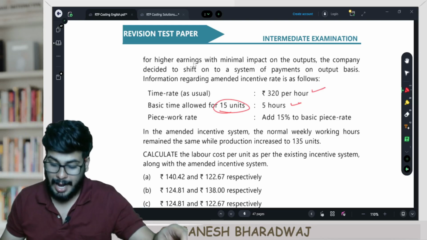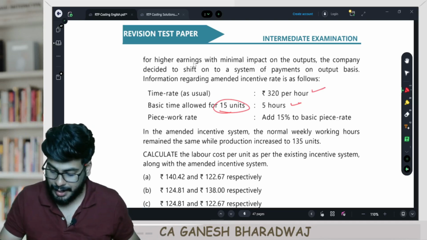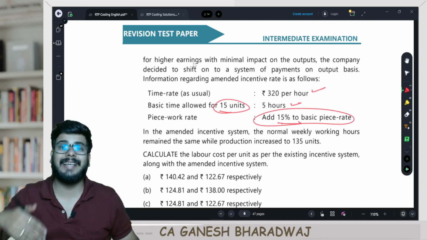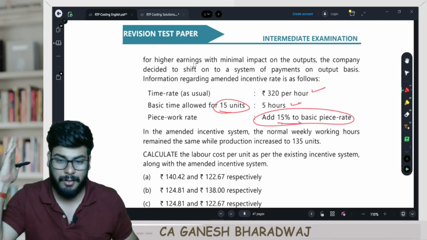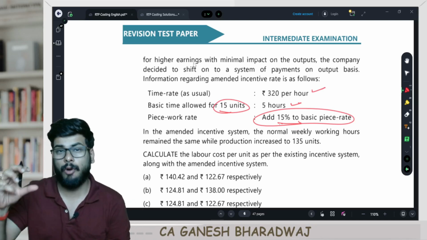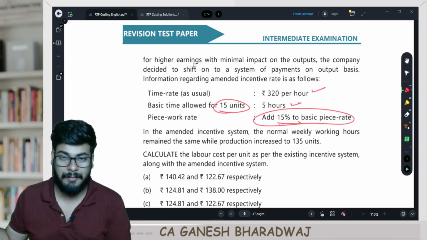5 hours in total. And now they are saying the piece work rate is basically, we are willing to pay you 15% extra as a bonus for every unit produced. So add 15% to basic piece rate. This is what they have given. How to compute, I will walk you through that when we are doing the solution.